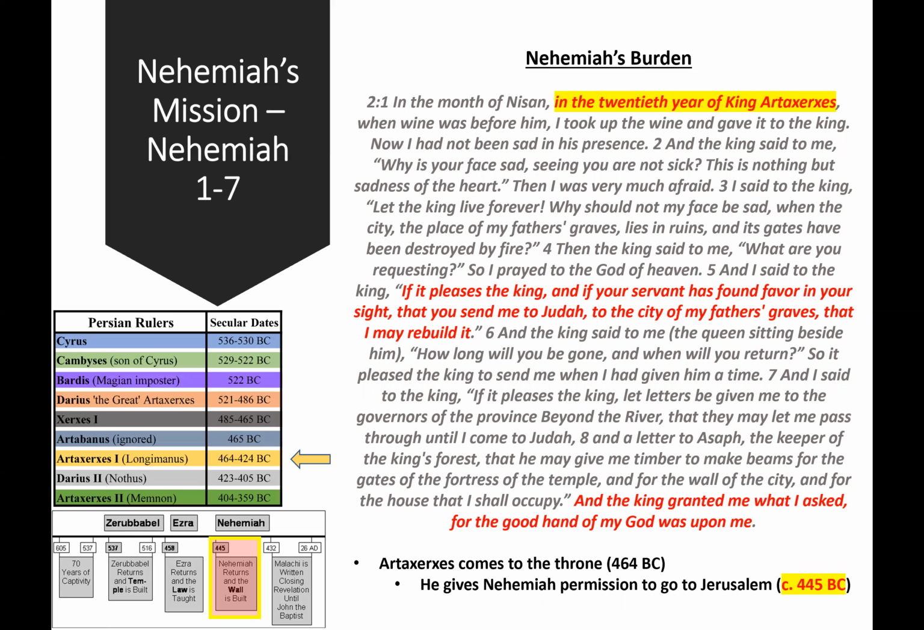So again, Artaxerxes comes to the throne at 464 BC. Ezra approaches him and is able to head back to Jerusalem in 458 BC. And now we see Nehemiah, who serves him as his cupbearer, who gets permission from the king to go to Jerusalem. He's never been there before, in approximately 445 BC.